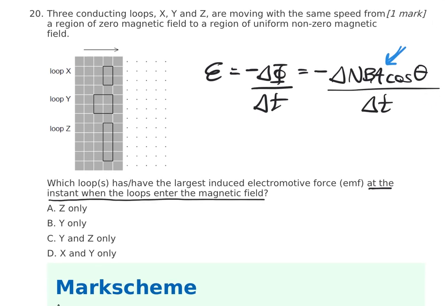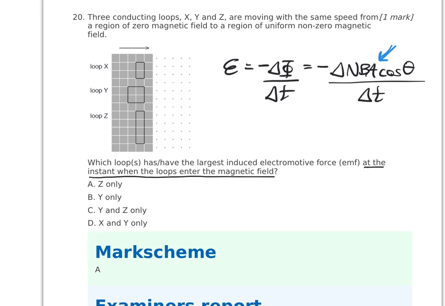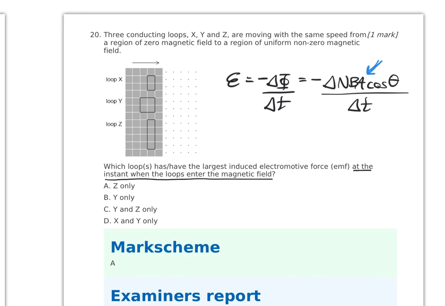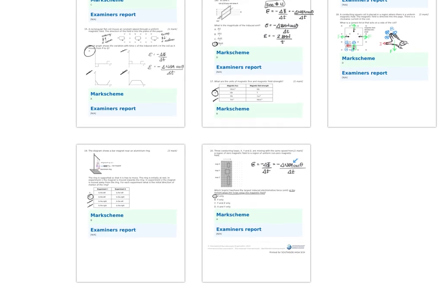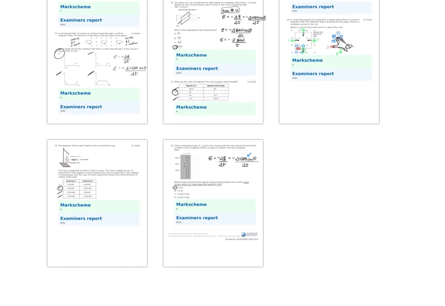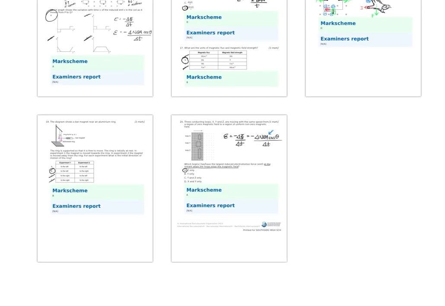So at the instant the loops enter the field, z has the most exposure. And so the answer is A, z only. All right. Well, that's numbers 11 through 20 from the paper ones for 11.1. Thank you.